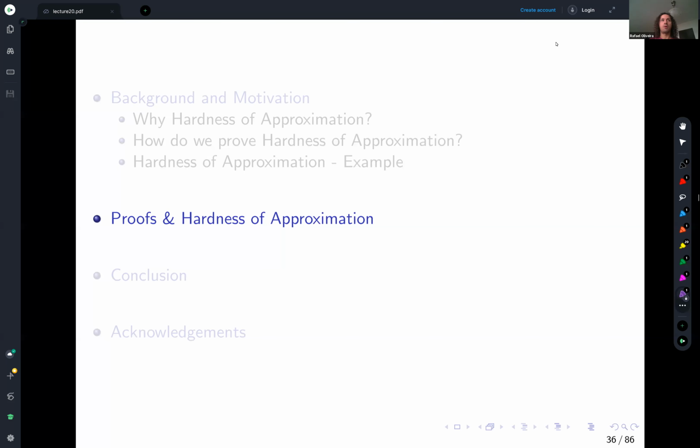Okay, hi everyone. Welcome back to part 2 of lecture 20. And now we're going to see proofs and how they relate to hardness of approximation.